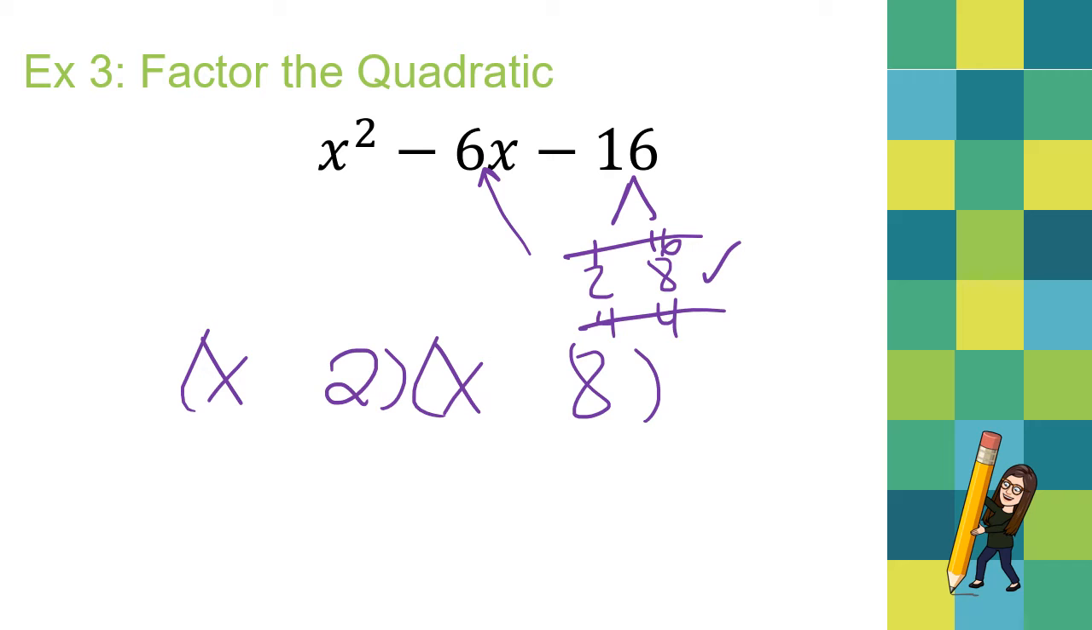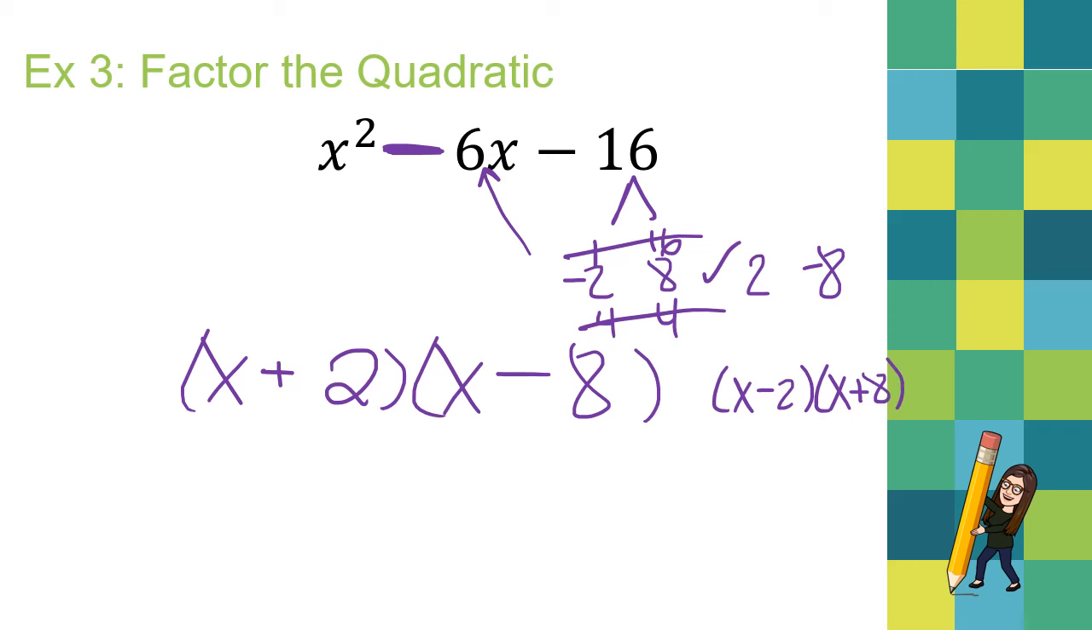In order for two numbers to multiply to get a negative, it either has to be a negative 2 times 8 or a 2 times negative 8, right? Well, they need to add to become a negative 6. If this is negative, there's a rule that means the larger number is negative and the smaller number is positive. But here's the thing, you guys, if you're not sure, you can guess and check.